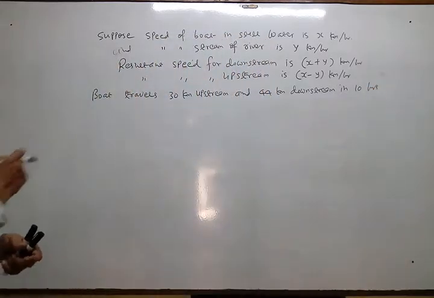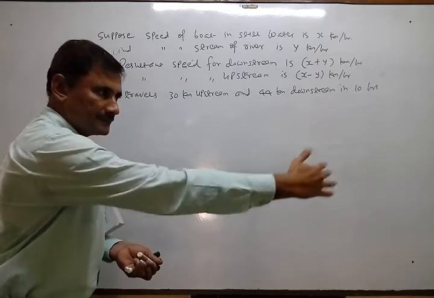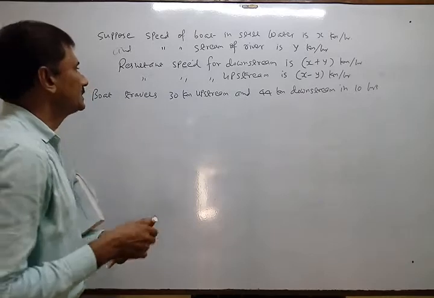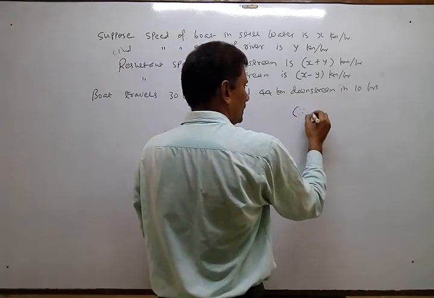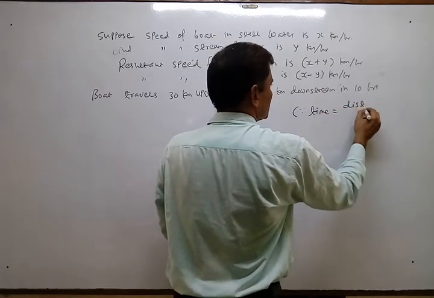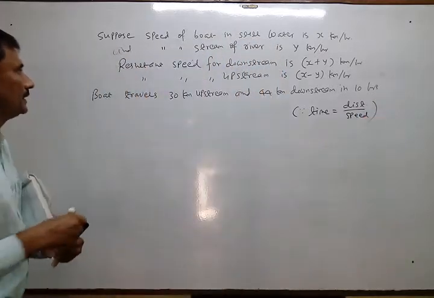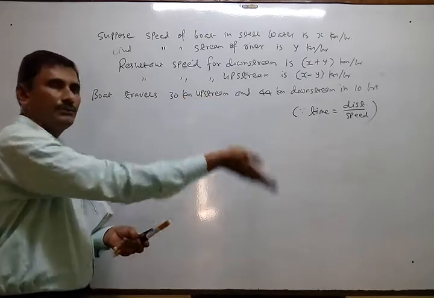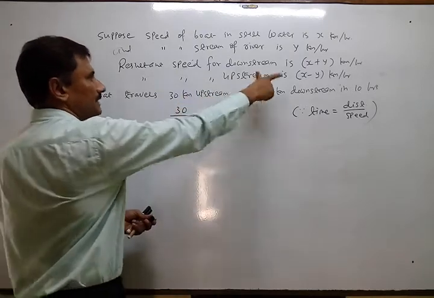Okay, so the total time given is 10 hours, for going upstream and downstream, meaning go and again come. First of all, what is the formula? Time equals distance upon speed. Now, time required to go 30 km upstream, so distance is given 30, and the upstream speed we already have as x minus y.